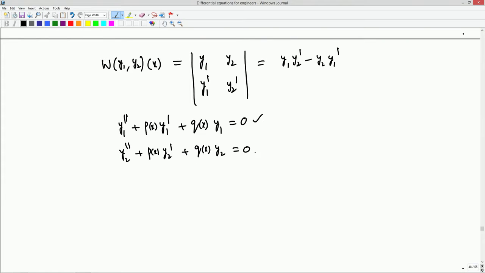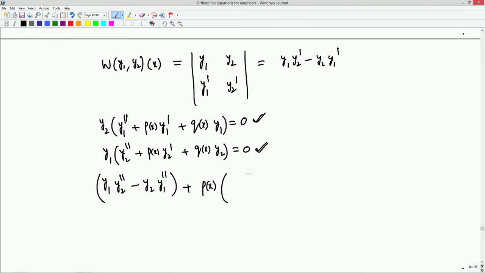What I do is, I take these two equations. The right side is 0, so if I multiply with a function, the right side stays 0. I multiply the first equation with y2 and the second equation with y1. Now we take the difference, the second equation minus the first equation. You will have y1 y2 double dash minus y2 y1 double dash as the first term, plus p(x) times y1 y2 dash minus y2 y1 dash, plus y1 y2 q minus y2 y1 q. Both of those are the same, so that is 0, and the difference is equal to 0.